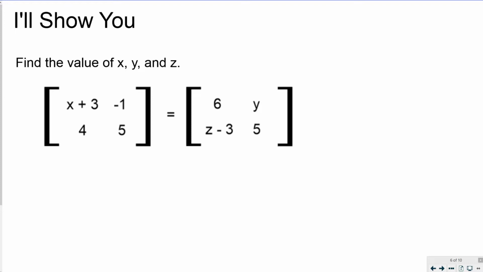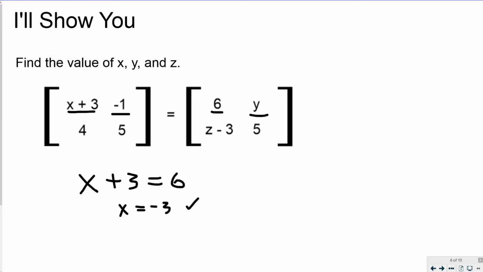So right now, I can say that this element equals this element. So I can say x plus 3 equals 6. So then an elementary algebra problem leads me to find that x equals negative 3. Next, I know that these are equal, so y equals negative 1. Okay, and that's completed. I'm going to redo my check mark. And then the last one, 5 equals 5.